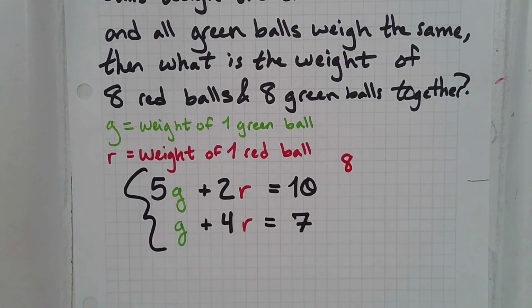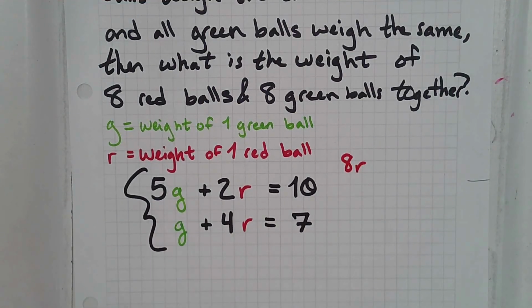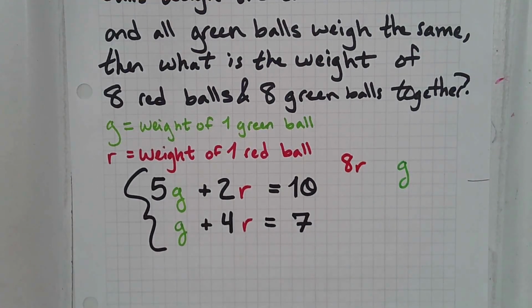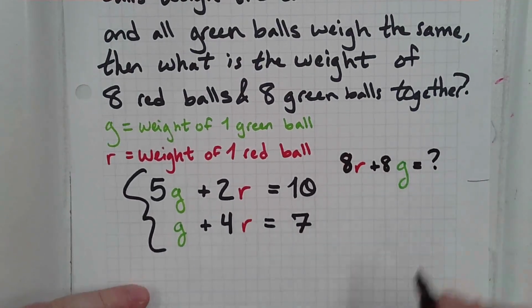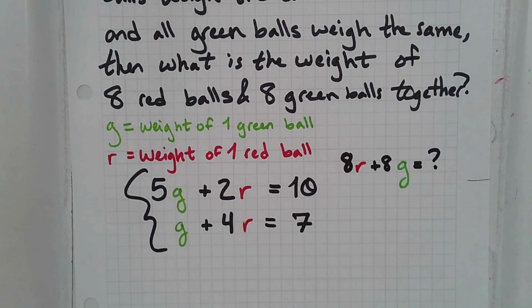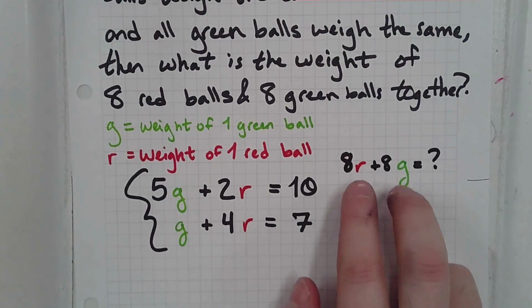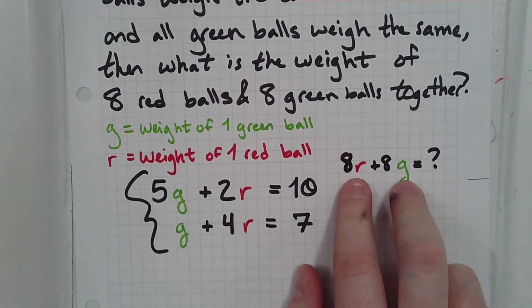Whoops, did the wrong one there. 8 red and 8 green. Let's make those 8s black. I want to know how much that weighs. Well, there's a couple ways to do this. One, you can do it kind of like we did the last problem, right? Get a variable on its own, plug it into the other, do substitution. However, notice that we want to find not the individual weights. We want to really find what 8 of them and 8 of them is.